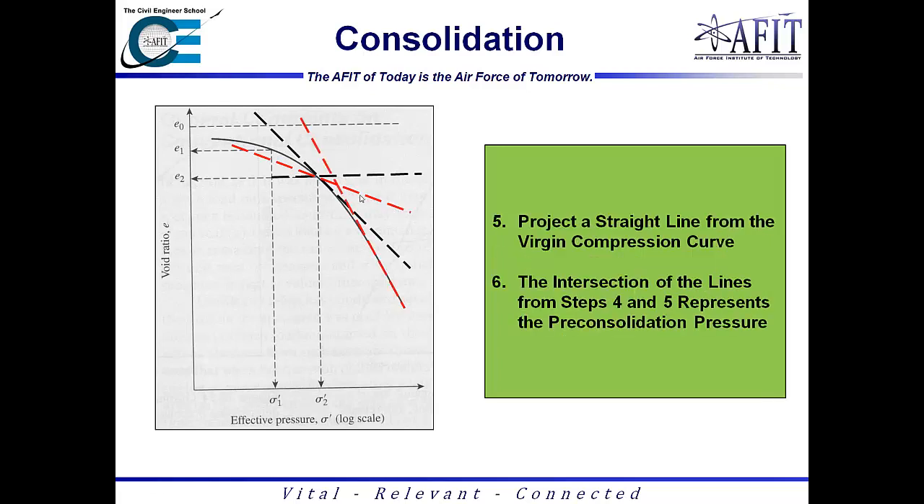And so then from there, I'll take the remaining part of this curve and draw a tangent up, and the intersection of the bisecting line and the tangent is our pre-consolidation pressure.